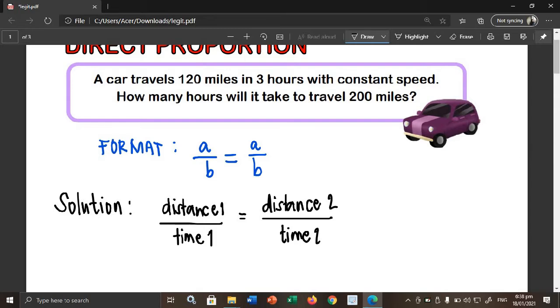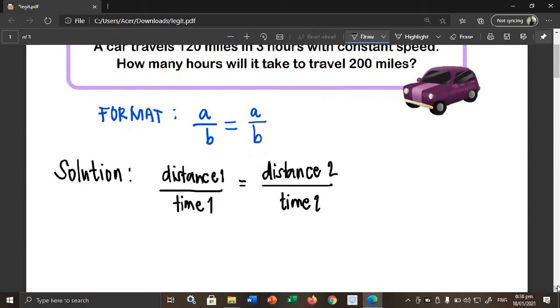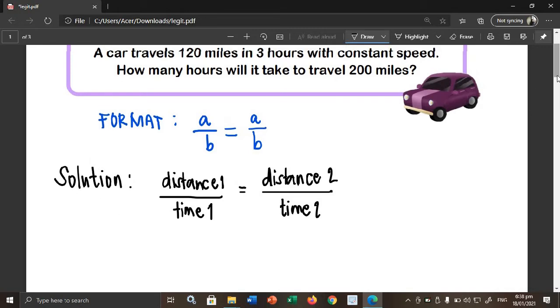When we write this in fraction notation, the first distance in our problem is 120 miles. So we substitute 120 miles for distance 1. That would be 120 over, what is the first time mentioned in the problem? That is 3 hours. So that is your first time. So, 120 over 3 is equal to distance number 2. According to this problem, our distance number 2 is 200 miles.